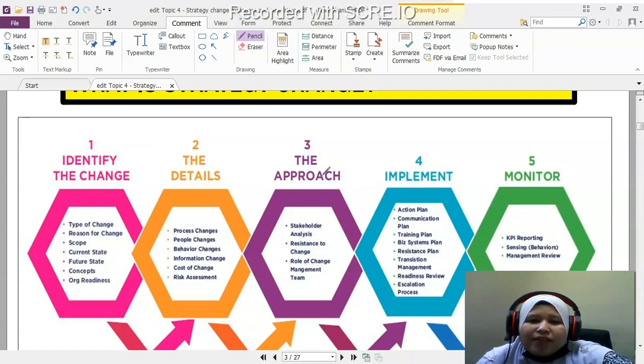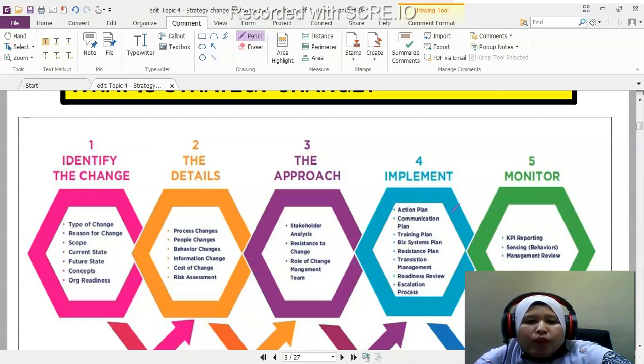And then the third process is the approach, the stakeholder analysis. Who is responsible? Who is having the impact of the changes, whether the customer or employee? That is all the stakeholders in the organization, and then whether there is a resistance to change, the role of change, and of the management team.